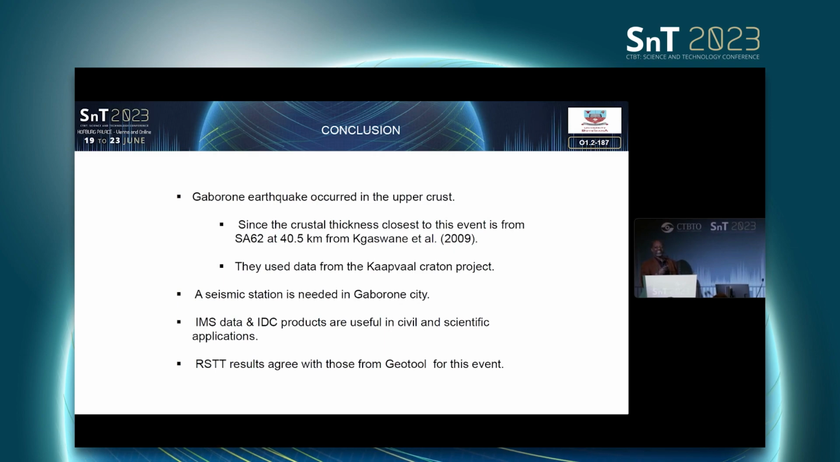So what we see again here is that it is important to have a station close to Gaborone city, so that we can have control of these events in terms of their depth. And we see that the IMS data and IDC products are useful in civil and scientific applications. RSTT results agree very well with those of GEO2.